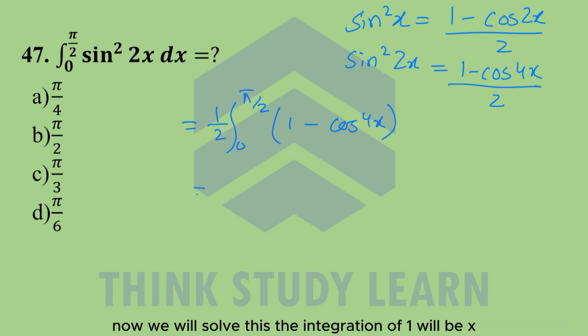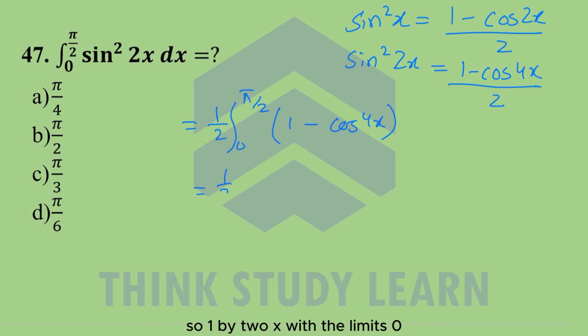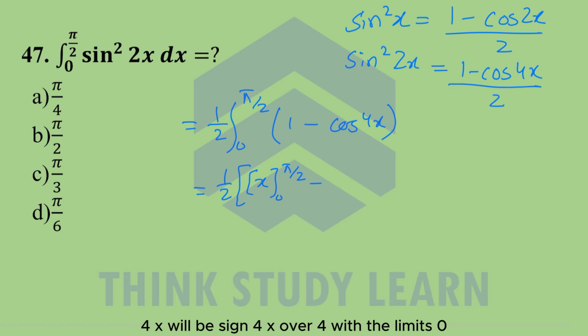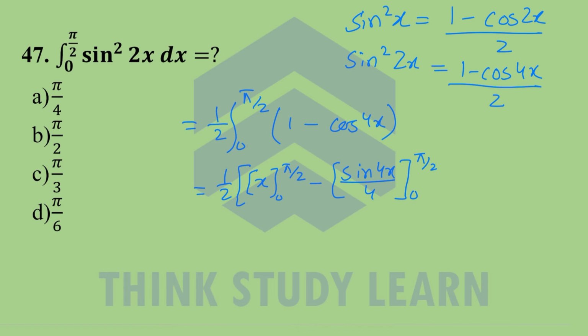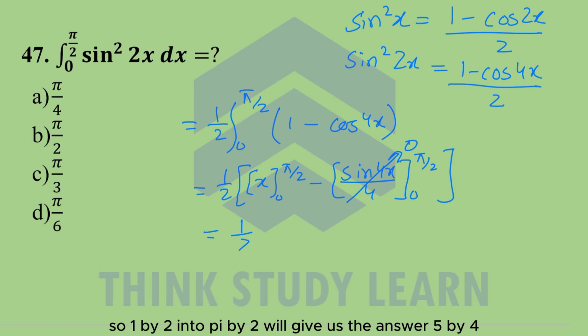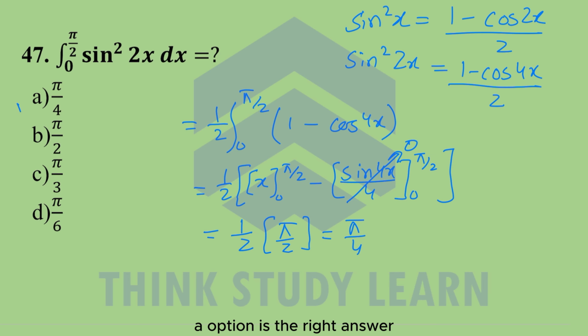Now we will solve this. The integration of 1 will be x, so 1 by 2 x with the limits 0 to pi by 2, and the integration of cos 4x will be sine 4x over 4 with the limits 0 to pi by 2. So when we put these limits, this will become equal to 0. So 1 by 2 into pi by 2 will give us the answer pi by 4. Option A is the right answer.